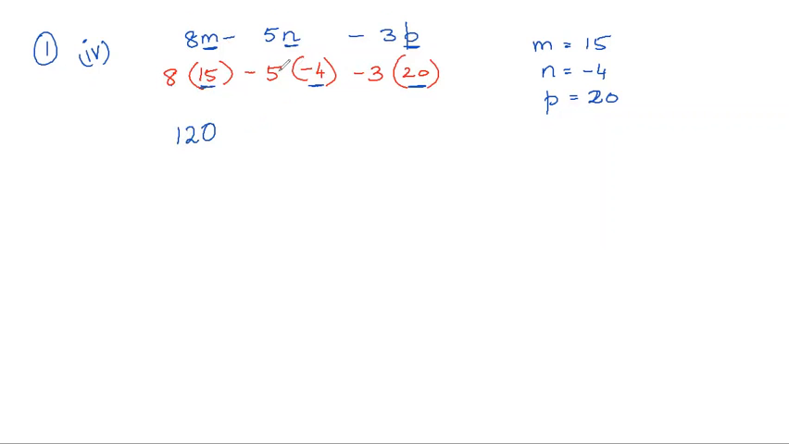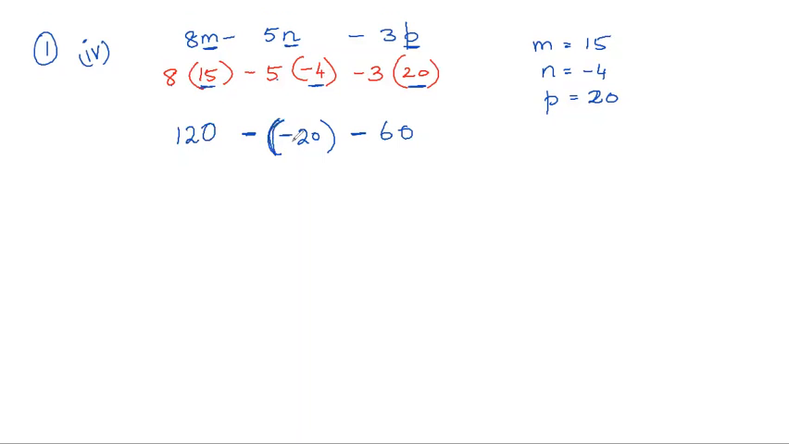120. And then here it is minus 5 into minus 4, which is minus 20. Yes, I got that. 5 into minus 4 is minus 20. Again, here it is a minus sign, I'll keep it as such. 3 into 20 is 60.